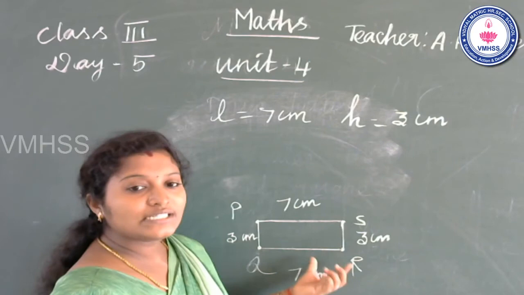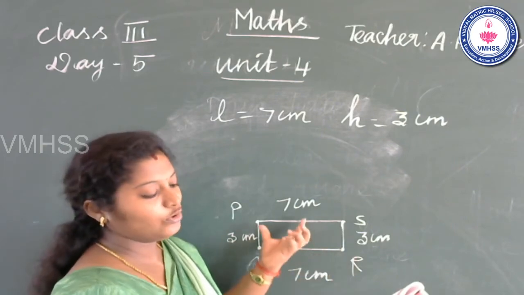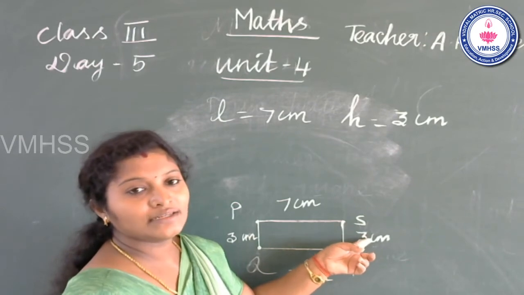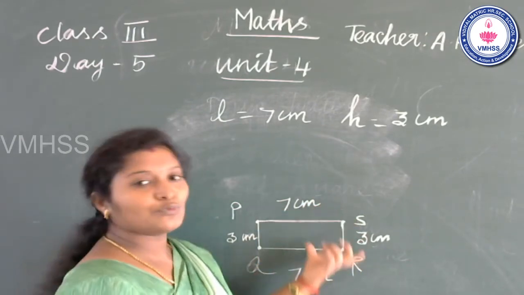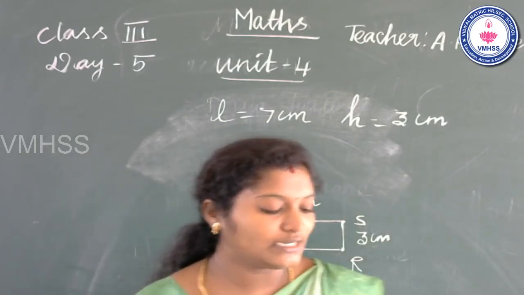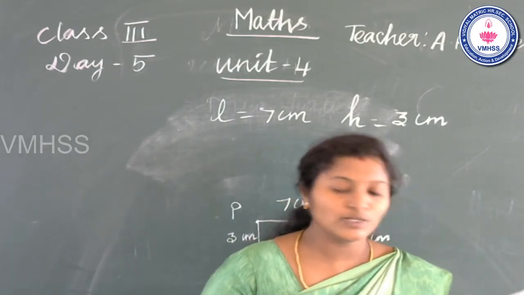Okay, so what is the last step? So join P and S. Okay ma, do you understand? So this is a small rectangle. Okay, so in a similar manner as above, a square can also be drawn.